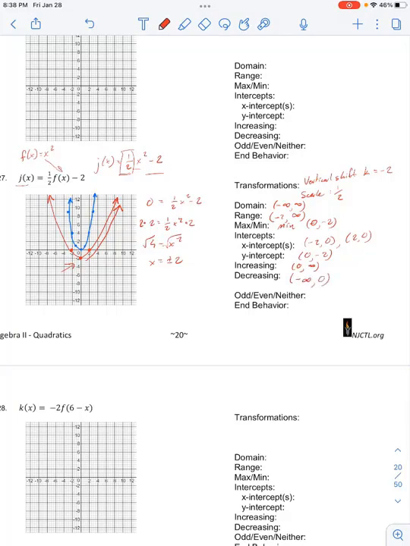In this case, since the vertex sits on the y-axis, that is the axis of symmetry, so this function is even. And our end behavior, as we look towards -infinity and positive infinity, our parabola opens upwards, so it is increasing as you go either left or right.